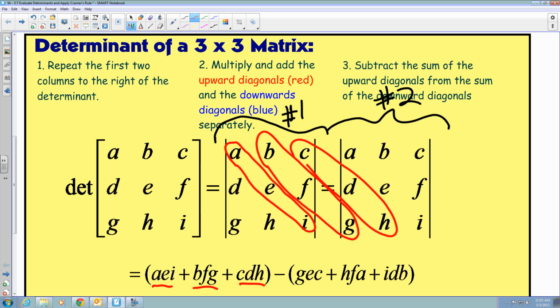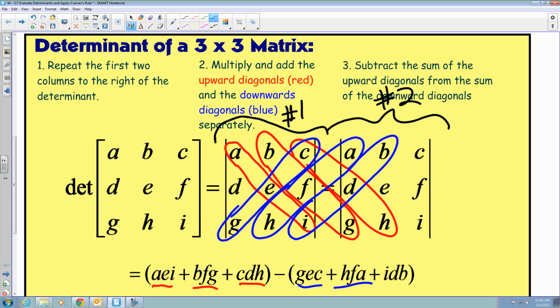And then we subtract the downward diagonals. So I'll show you what that is. Here I have G times E times C. I have H times F times A. And then I have I times D times B. Once you take the products of those values, add them together in the parentheses and subtract them, that's how we get the determinant of a 3 by 3 matrix.